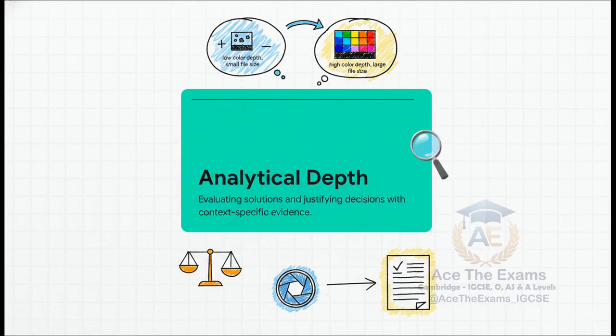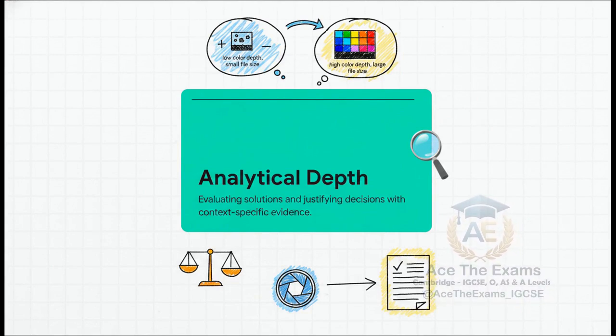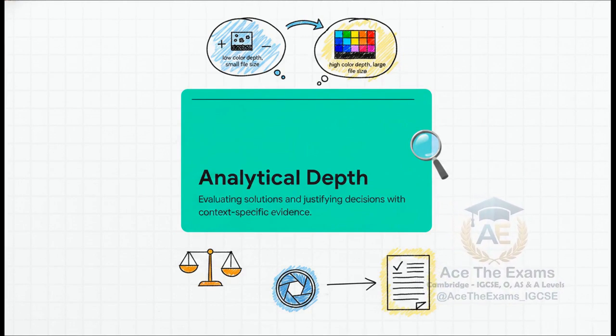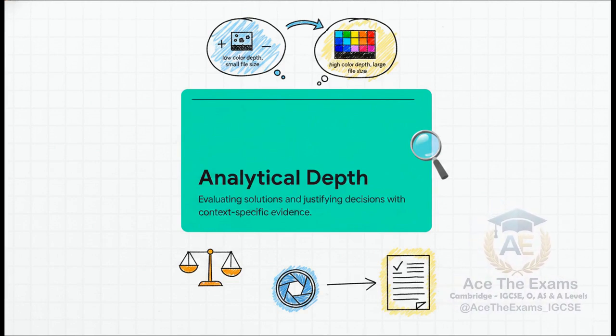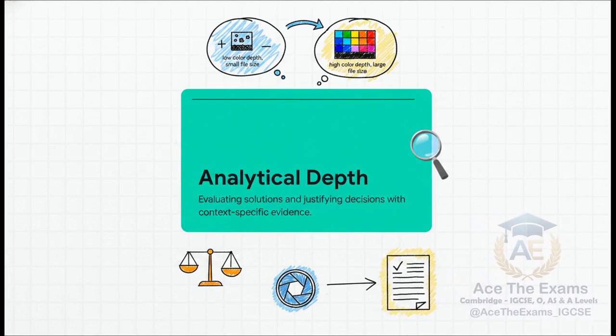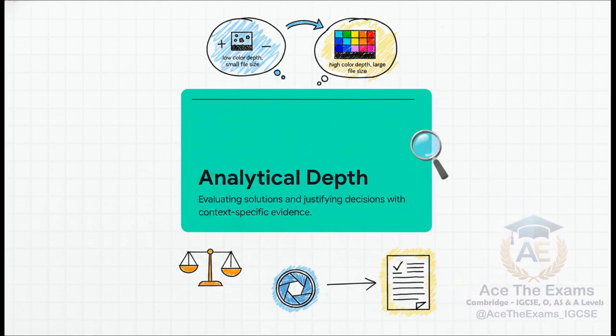Let's really break down this definition. It involves the practice of evaluating multiple solutions, analyzing trade-offs, and justifying decisions with context-specific evidence. For example, if a question asks you about the implications of increasing the color depth of a bitmap image, a student with analytical depth won't just say, well, the image looks better. No way. They will analyze the trade-offs.